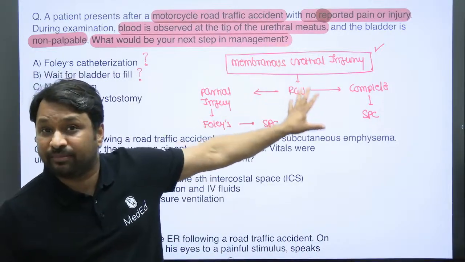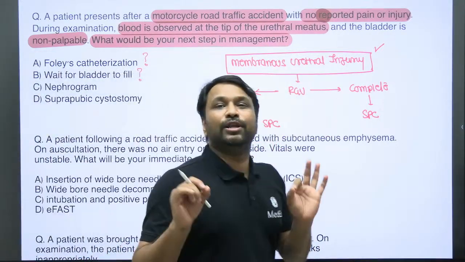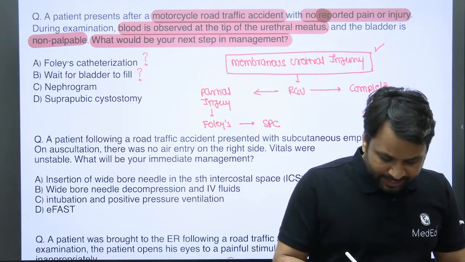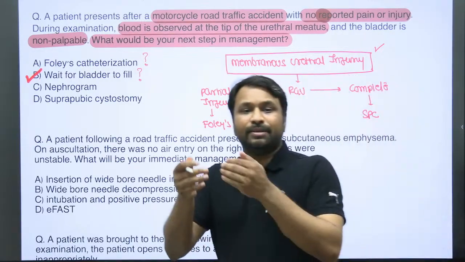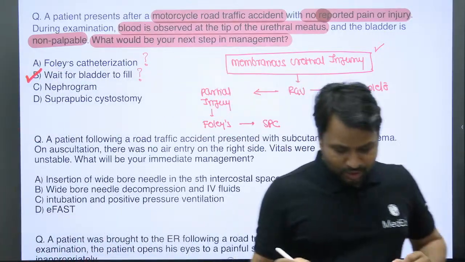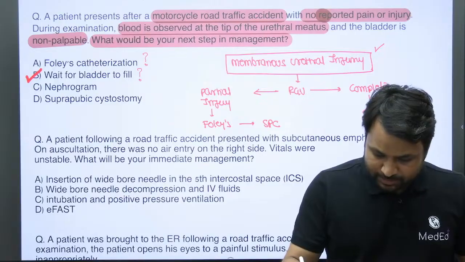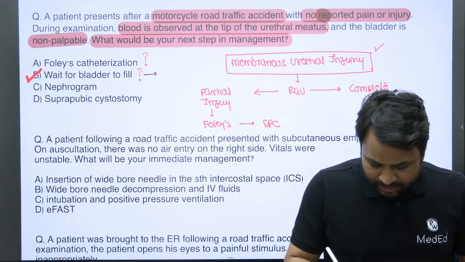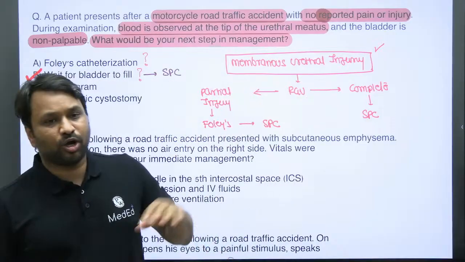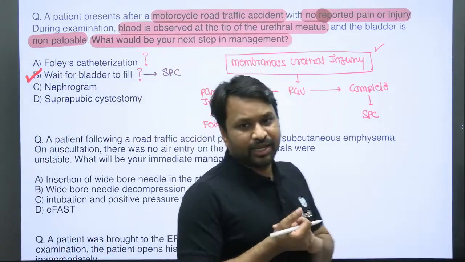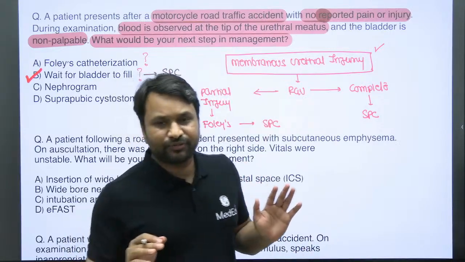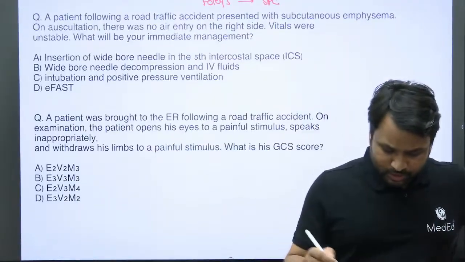and he is not telling me whether it is partial or complete. I will not put the Foley's catheter. By that logic, you can simply say wait for the bladder to fill. Once the bladder fills up, do a suprapubic cystostomy. Okay? That is the right answer. So the exact extension of this point would be to wait for the bladder to fill and then do a suprapubic cystostomy. A lot of students got this wrong in their previous exams also. Okay? So I hope everybody is clear at this point on how to approach this question. Fair enough? So, moving to the next question.